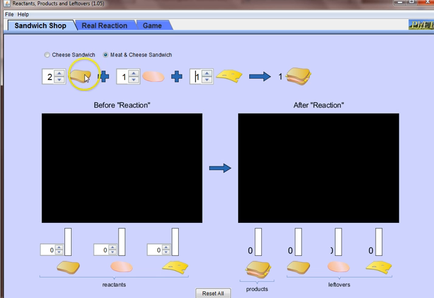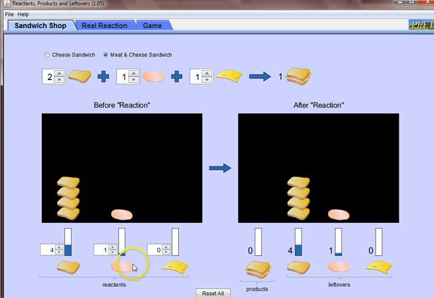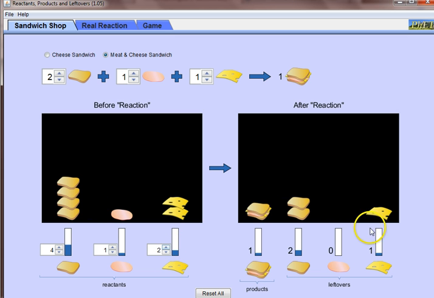So you need bread, cheese and meat in that ratio, 2:1:1, to make 1 sandwich. Obviously, if you have 4 bread, and you have only 1 meat, and maybe 2 cheese, you can still only make 1 sandwich, right? Because the other things are going to be left over. Same thing with chemical reactions, you will have leftovers.